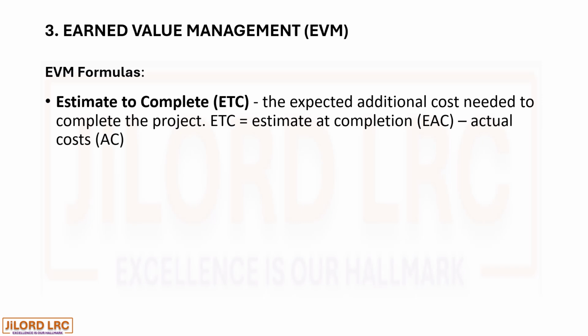We also have some formulas to look at again. Estimate to complete, ETC. The expected additional costs needed to complete the project. ETC equals estimate at completion minus actual cost. That will give you the estimate to complete.